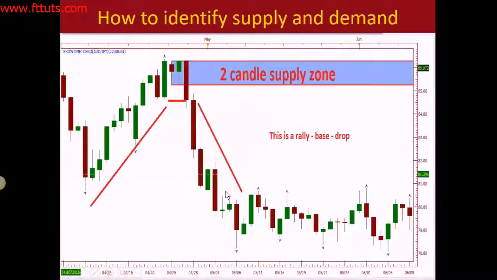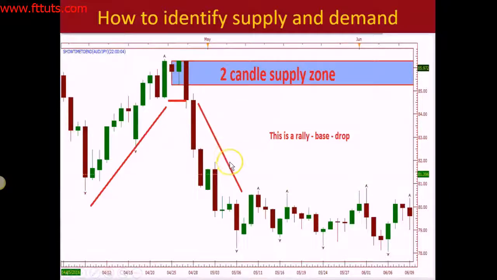Remember, I said demand is synonymous with supply. Now here you have a rally, a base, and a drop. This is the rally to the upside. This is my base, these 2 candles here, 1, 2. When you're looking at this zone here, I drew from the wick to the upper top of the body. But with this supply zone, we'll be more concerned with the upper wick and not the lower wick. So we could draw the zone at this level right here, at the base of the candles.